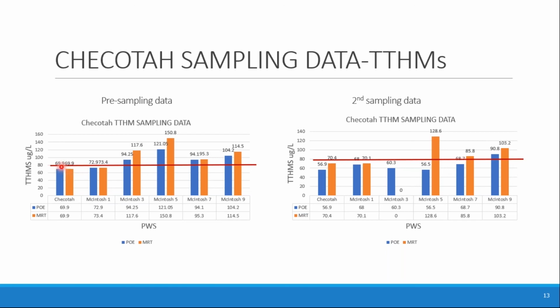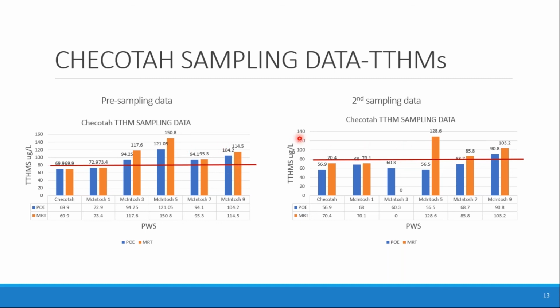The MCL is 80, which is this red line, and the Chakota wholesale system is very close to the MCL at this point. And as you go along the system, there are more DBPs forming out in the distribution system. A possible option is to reduce the THMs in the plant, and hopefully reduce the formation out in the distribution system.